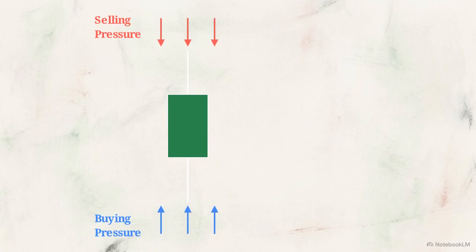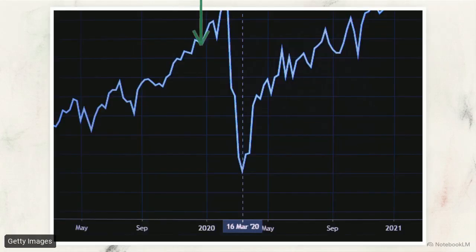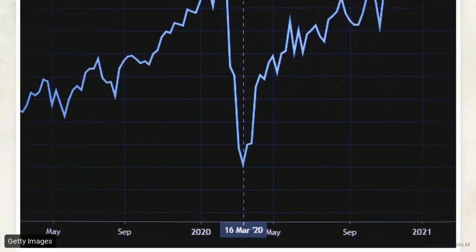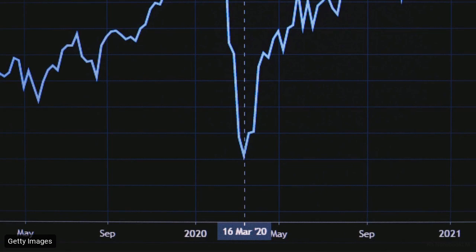Each candle visualizes the daily psychological battle between buyers and sellers, showing the exact high, low, open, and close of a trading session. This chart shows how that price action interacts with psychological zones known as supports and resistances. Look at the V-shaped dip on March 16, 2020. The price plummeted, hit a floor where buyers aggressively stepped in, and established a definitive line of support.